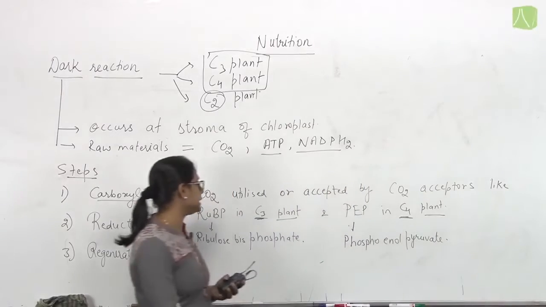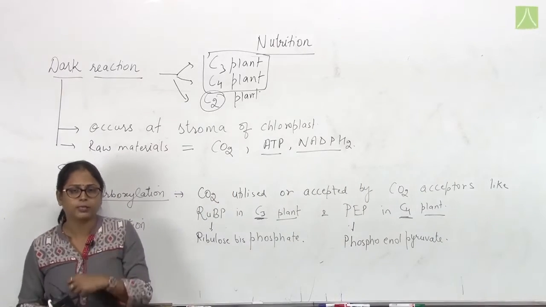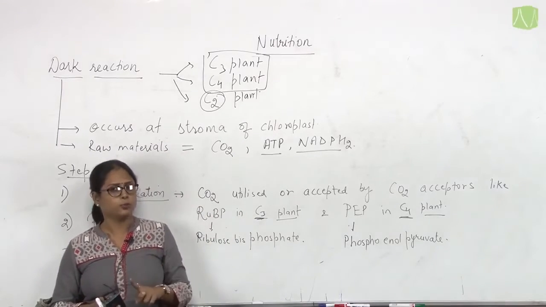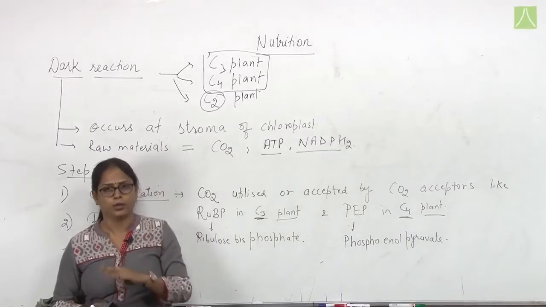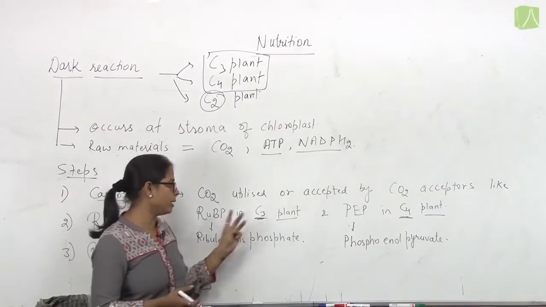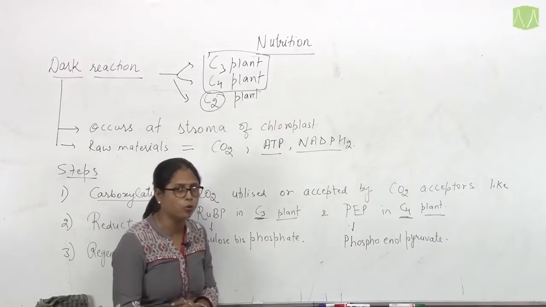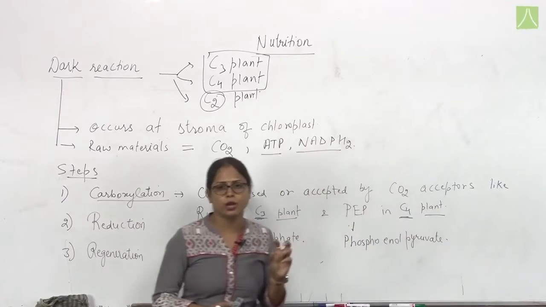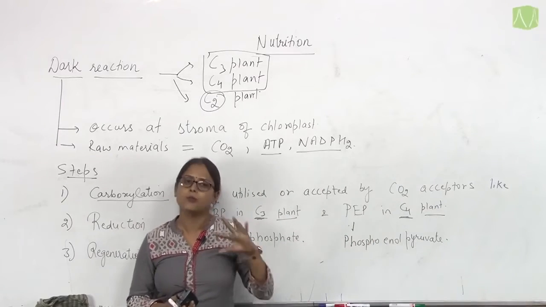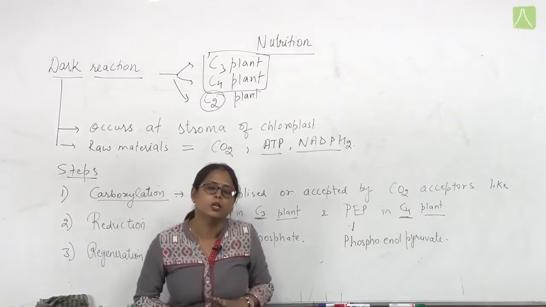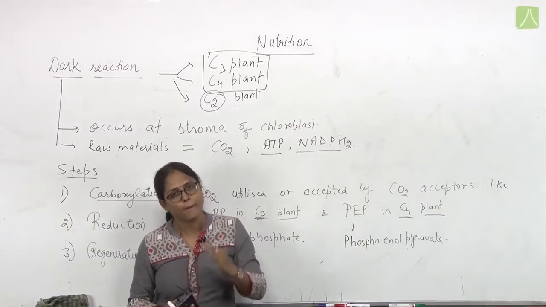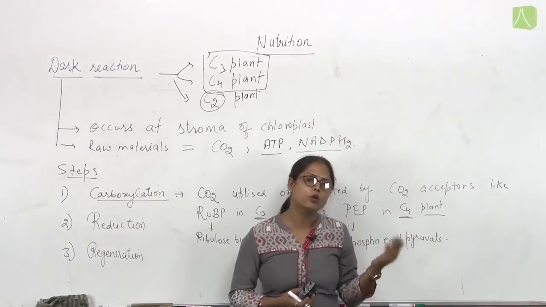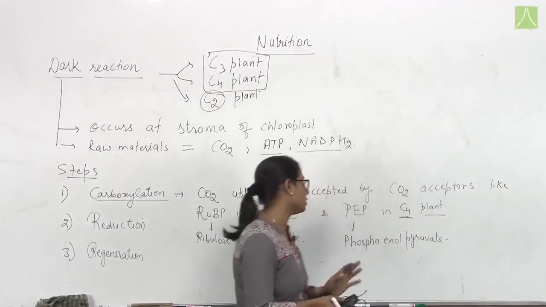In C3 plant, after accepting the CO2, the first product that forms in this process contains 3 carbon. That means the first product formed in C3 plant is a 3 carbon compound. That is why it is known as a C3 plant. While in C4 plant, the first product formed after the carboxylation process contains 4 carbon. So the first product formed is a 4 carbon compound. That is why the reaction occurring in this plant is known as C4 reaction and the plant is known as C4 plant.